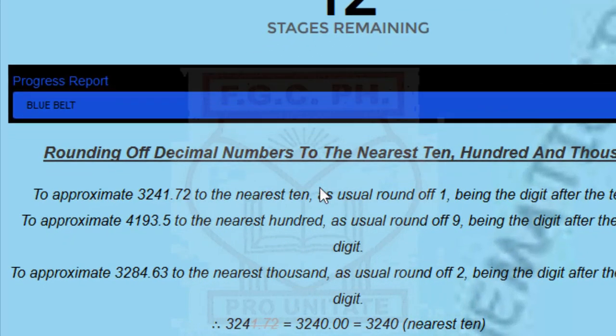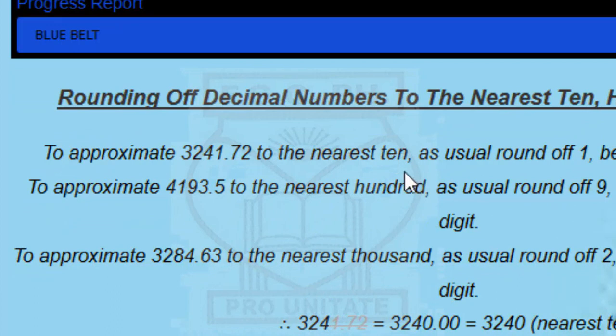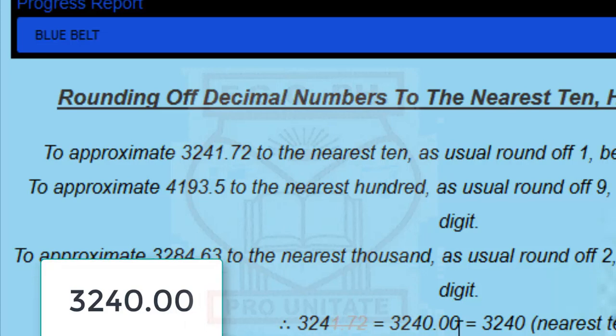3241.72 to the nearest 10. As usual, locate the 10 digit, which is 4, and then you round off the digit just immediately after it to the right, and every other digit along that side. So if you're going to round down 1, you're going to have something like this. You now have 3240.00, and the 00s are knocked out, so you have 3240.